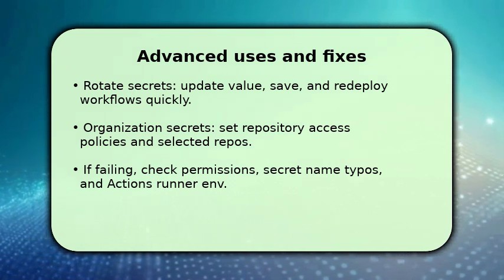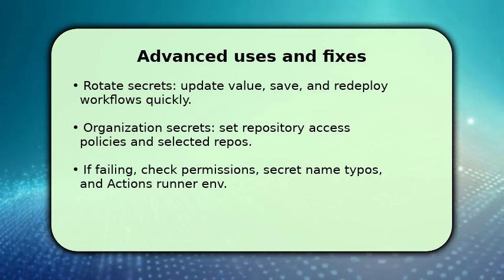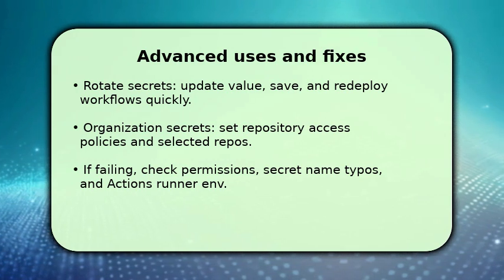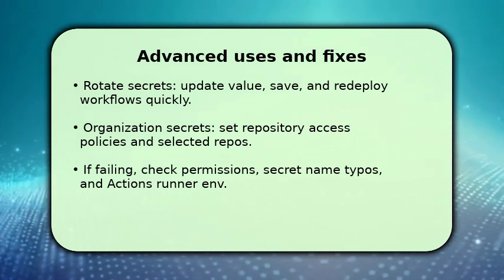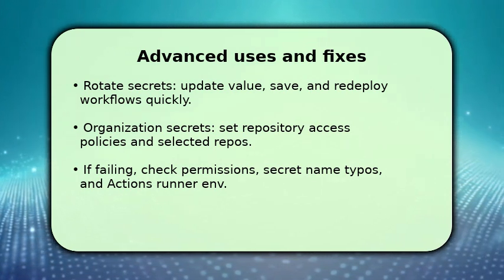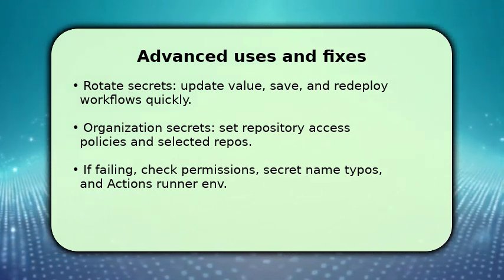If a workflow fails to read a secret, first confirm your permissions and that the secret name matches exactly. Then check the action's runner environment and whether the job has access to repository or organization secrets. If needed, re-add the secret and restart the run.